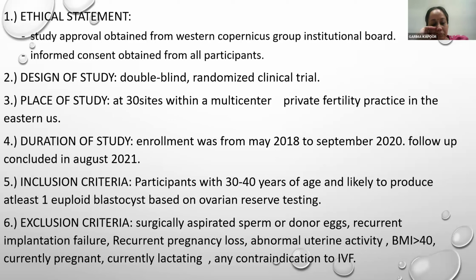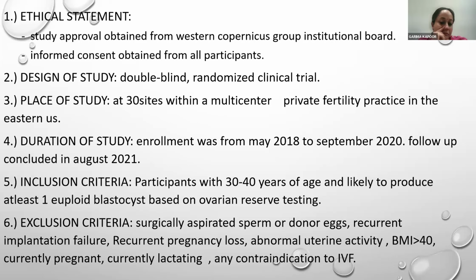So in the methodology of the study, for the ethical statement, study approval was obtained from the Western Copernicus Group institutional review board, and informed consent was obtained from all the participants. The design of the study was a double-blind, randomized clinical trial. The study was conducted at 30 sites within a multi-center private fertility practice in the eastern US. The participants were enrolled from May 2018 to September 2020. Follow-up concluded in August 2021.